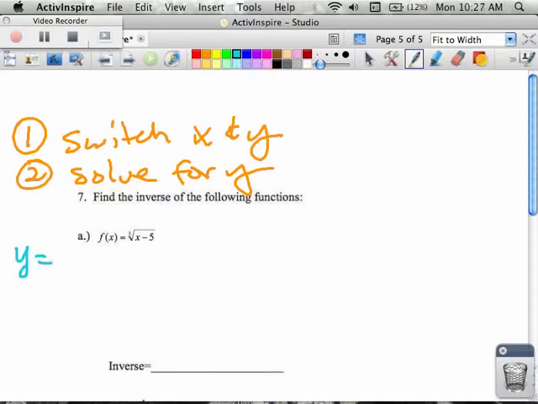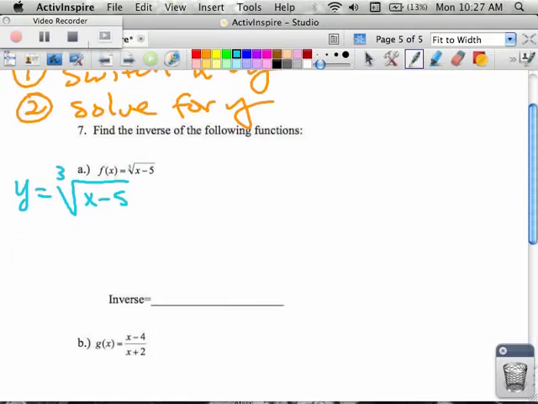y equals the cube root of x minus 5. Not that you have to do that. It's just something that for me, I grew up having y's and x's. Was very comfortable with that, so I like to start that way. So the first thing I'm going to do is I'm going to switch the x and the y. So now I have x equals the cube root of y minus 5.